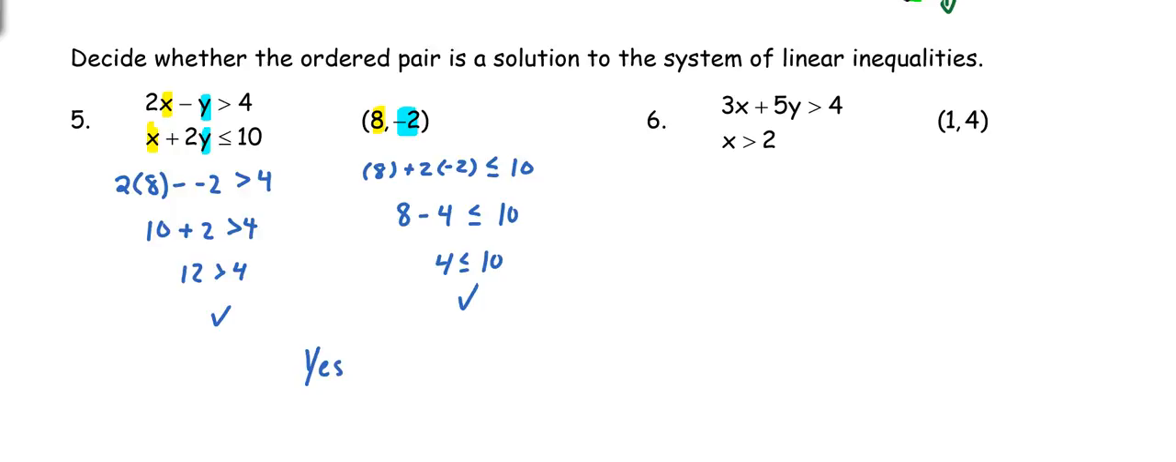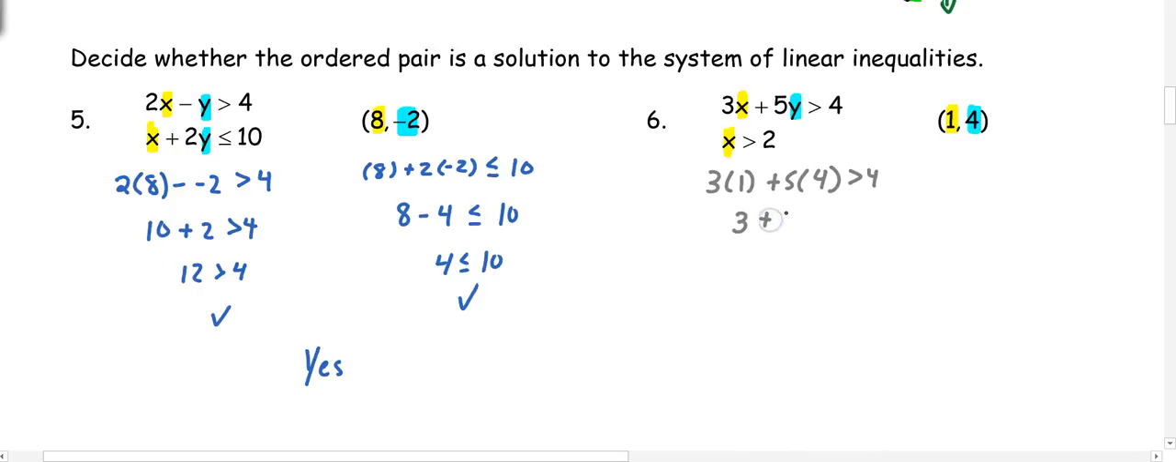When we try number 6, we're going to put 1 in for x, and we are going to put 4 in for y. So in the first equation, we have 3 times 1 plus 5 times 4 is greater than 4. So 3 times 1 is 3, plus 20 is greater than 4. 23 is greater than 4, so this one works. In the second inequality, it's x is greater than -2. So we're going to substitute in our x value, which is positive 1. So is 1 greater than 2? No. So that means that this is not a solution.